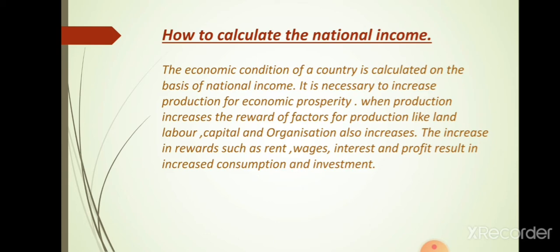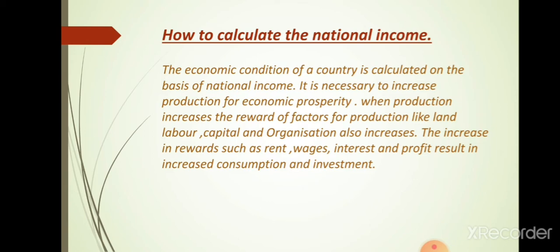What do you mean by factors of production? That is land, labor, capital, and organization. These are the factors of production that are used for the production process. Land, labor, capital, and organization are used for the production process, so these are known as the factors of production. And the rewards for the factors of production are rent, wages, interest, and profit.